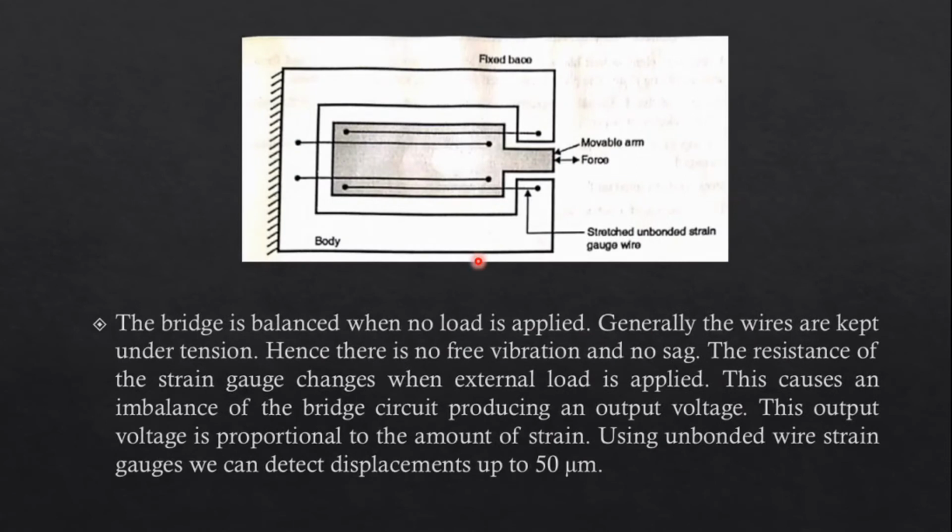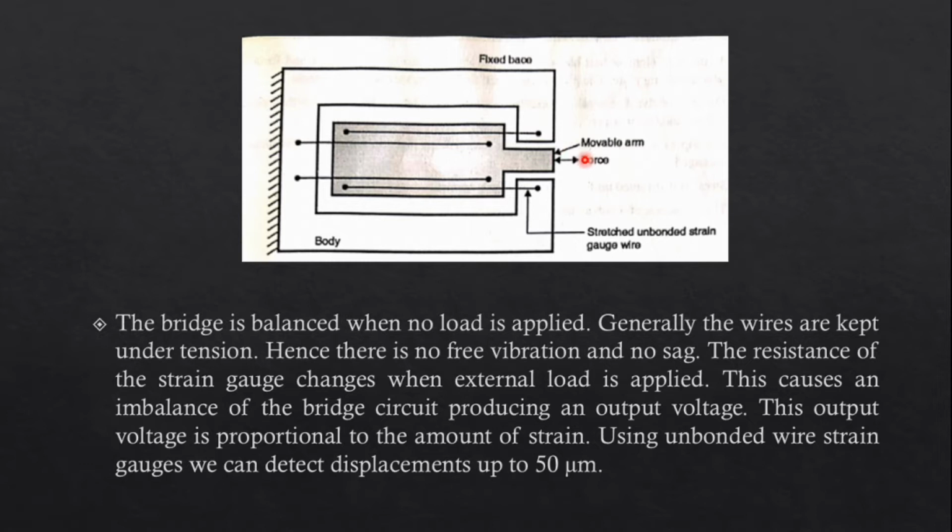Next, a bridge is balanced when no load is applied. Over here, as we can see, the bridge is balanced. It means we have a total of 4 different resistance wires over here. This is the stretched unbonded strain gauge. These are stretched, there is no sag between these 2 points, and these are in complete tension right now. And this is the movable part, where we apply any kind of force. Generally the wires are kept under tension, hence there is no free vibration and no sags. The resistance of the strain gauge changes when an external load is applied.